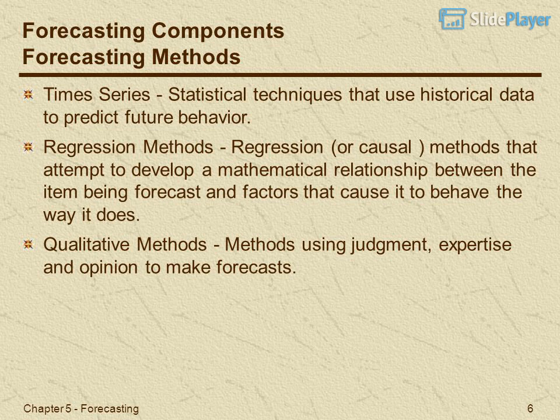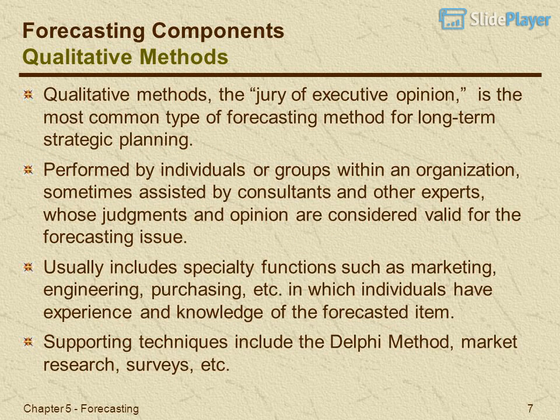Forecasting Components. Qualitative methods. The jury of executive opinion is the most common type of forecasting method for long-term strategic planning. Performed by individuals or groups within an organization, sometimes assisted by consultants and other experts, whose judgments and opinion are considered valid for the forecasting issue. Usually includes specialty functions such as marketing, engineering, purchasing, etc., in which individuals have experience and knowledge of the forecasted item. Supporting techniques include the Delphi method, market research, surveys, etc.